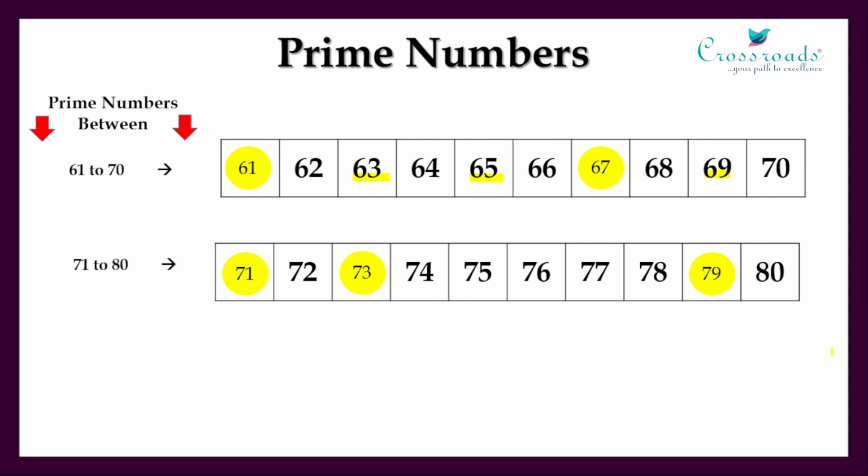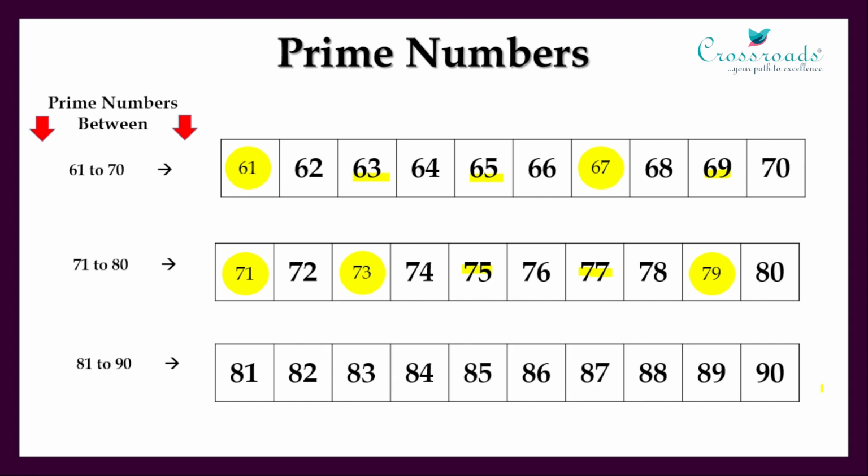So we are left with two numbers over here, that is 75 and 77. So 75 is a multiple of 5, that is 5 15s is 75. 77 is a multiple of 7, 7 11s are 77. Hence both become composite numbers.